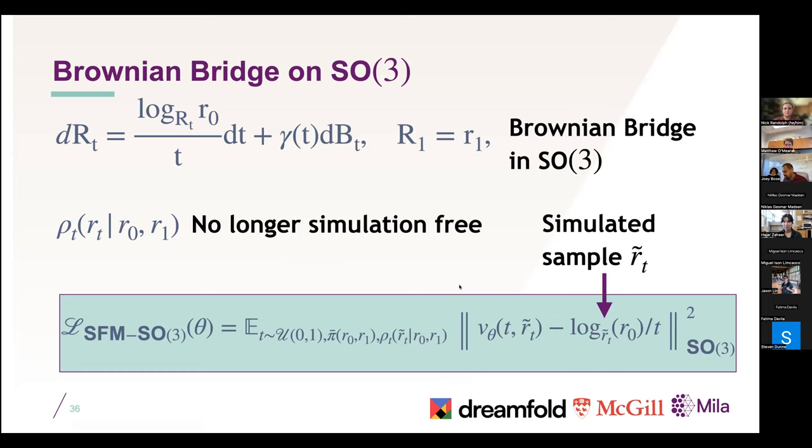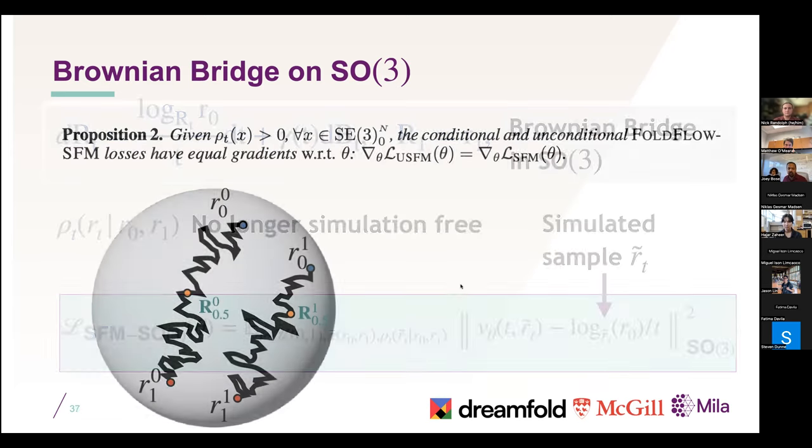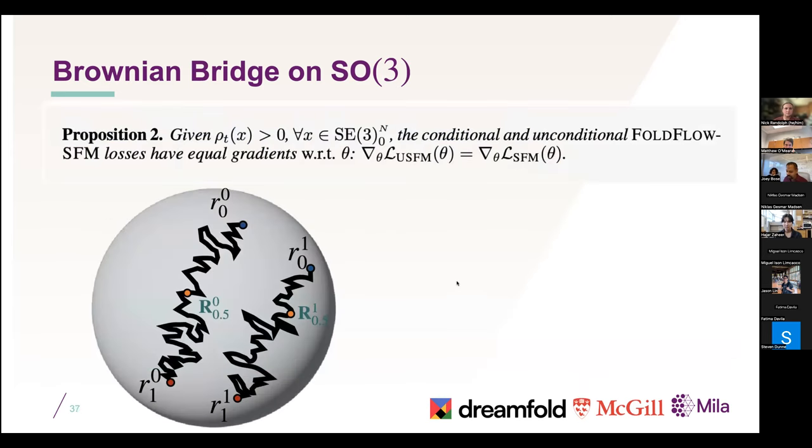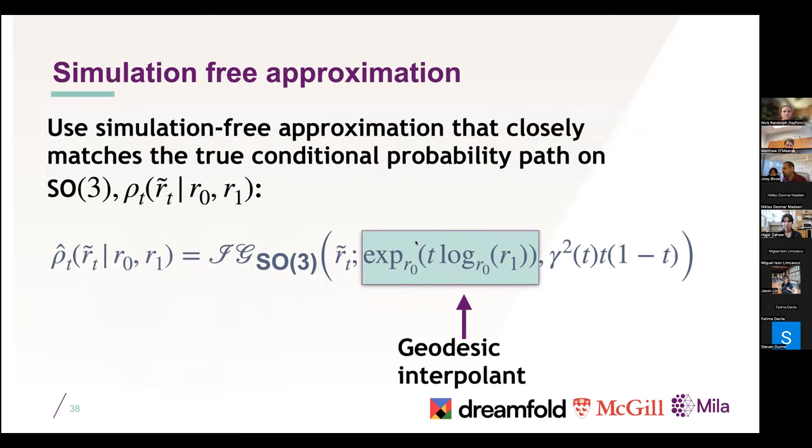So what do we do instead? Instead, we want to build a Brownian bridge, which looks like this noisy little path over here. And then we want to do, again, conditional flow matching. In our paper, we showed that for SO3, the gradients again match for unconditional and conditional paths. But the way we build this path is going to be the main departure point from simulating the SDE. So we want to use a simulation-free approximation to the previous Brownian bridge.